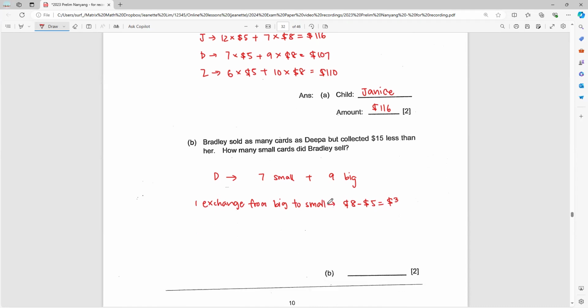There's a decrease of $3, but Bradley didn't just collect $3 less, right? It's $15 less. So the number of exchanges will be 15 divided by 3, which is 5. So to get Bradley's number of cards, we start off with 9 big. There are actually 5 times you exchange. So the number of small will be 5 more. Okay, so 7 plus 5. Answer 12.